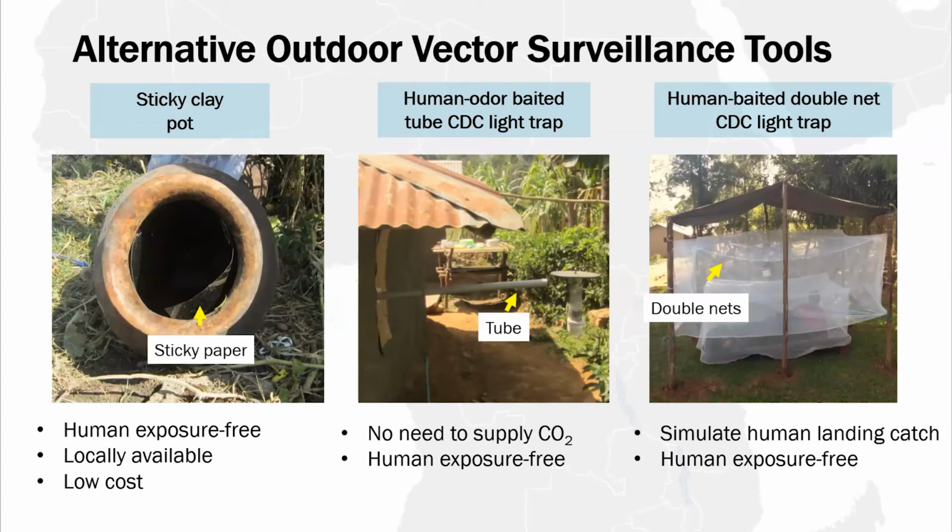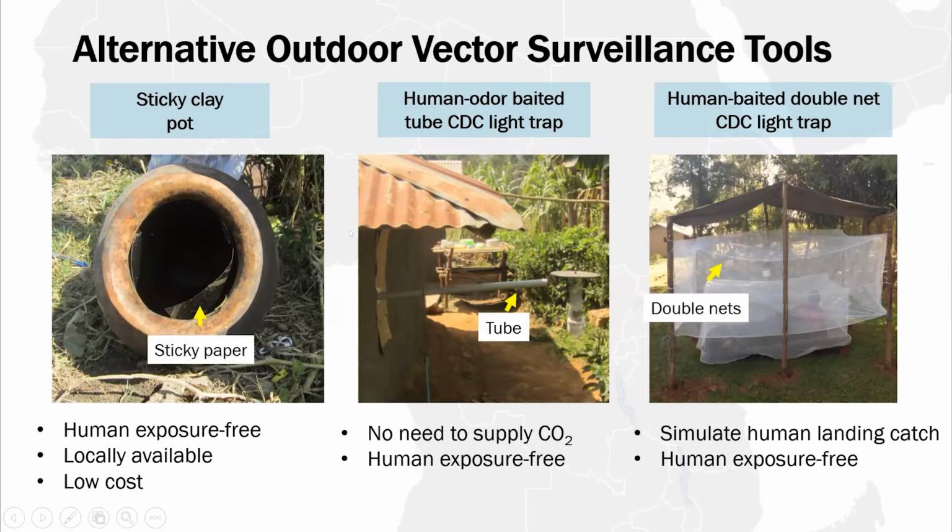So our team wanted to see if they could come up with alternative outdoor vector surveillance tools. Three of these are on display here. The first one is the sticky clay pot. The second one is the human odor tube CDC light trap. And the third one is the human-baited double net CDC light trap.